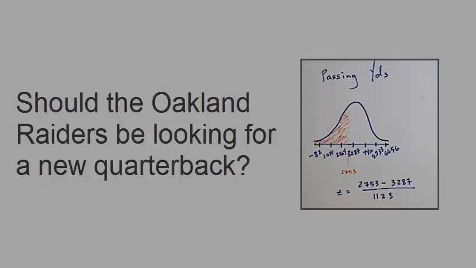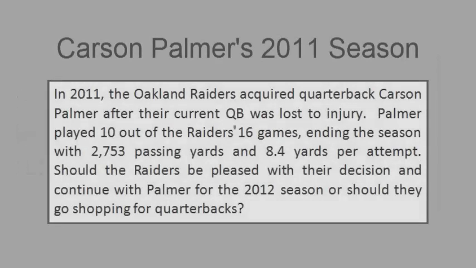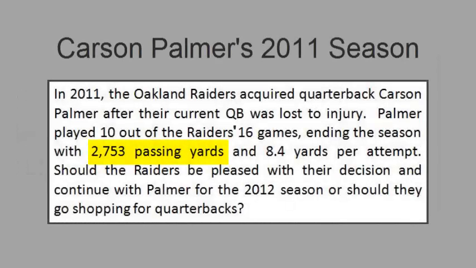In 2011, the Oakland Raiders acquired quarterback Carson Palmer after their current quarterback was lost to injury. He ended the season with 2,753 passing yards and an average of 8.4 yards per attempt. He played 10 out of the 16 games for the 2011 season. So how did he rank amongst the other quarterbacks in the league? And should Oakland be shopping for a new quarterback for the 2012 season?